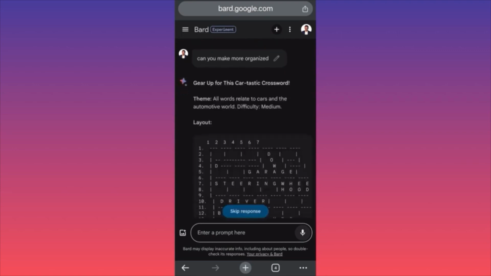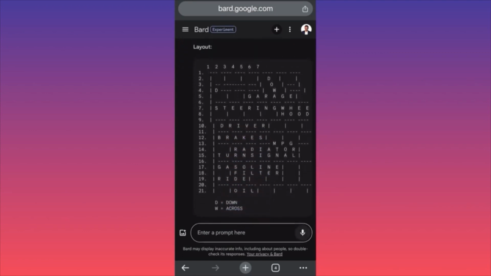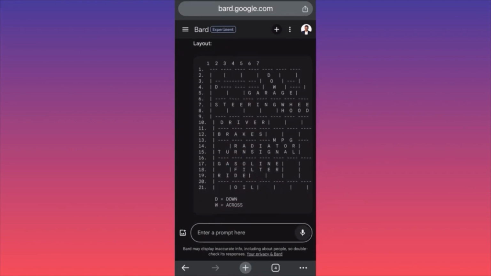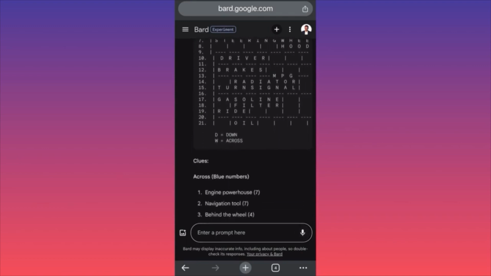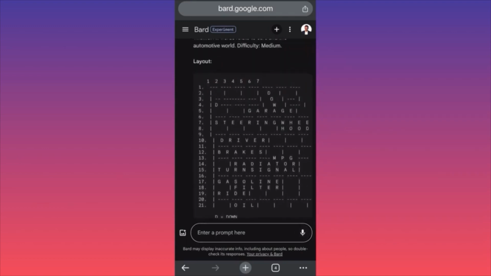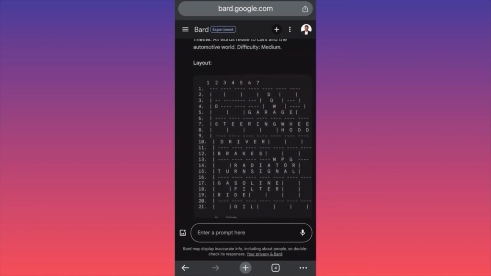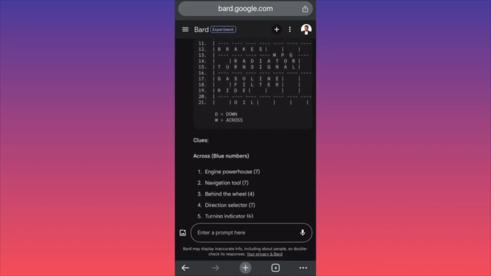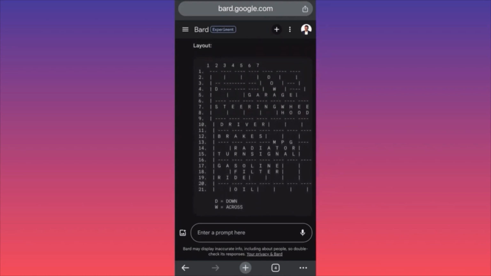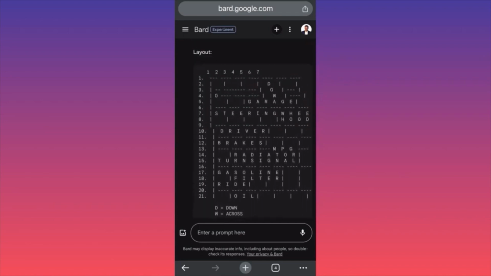Layout. Okay. Looks like Sudoku. D is down, W is across. Clues. C1, engine powerhouse. Okay, 2, navigation tool. Okay, 3, behind the wheel.